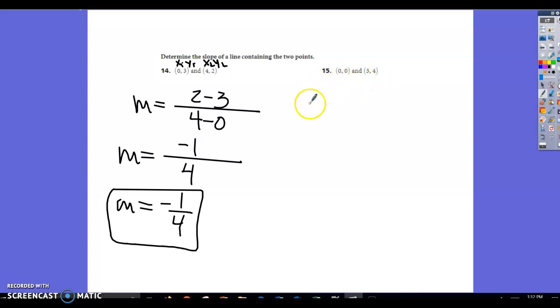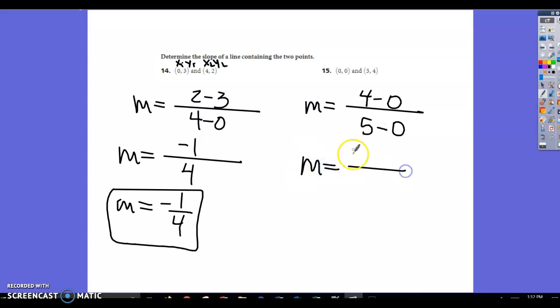For this one, same thing. I've got 4 minus 0, I've got 5 minus 0. 0 really doesn't change anything, so 4 minus 0 is 4 over 5. My slope is 4/5 for this one.